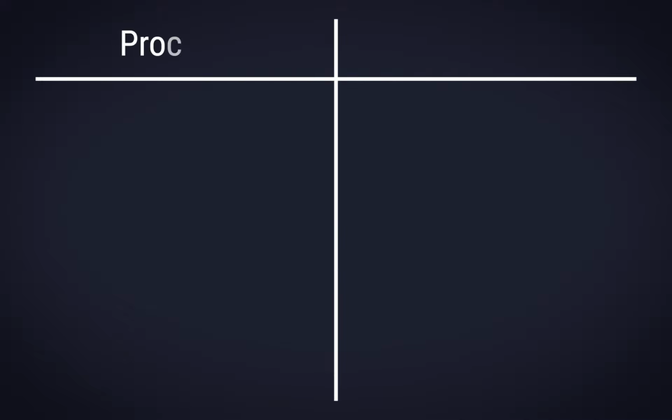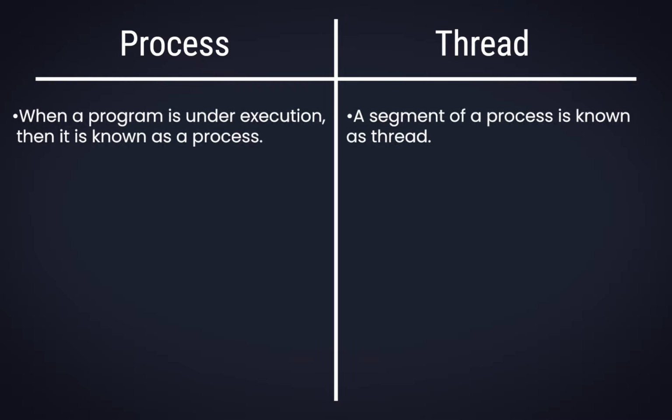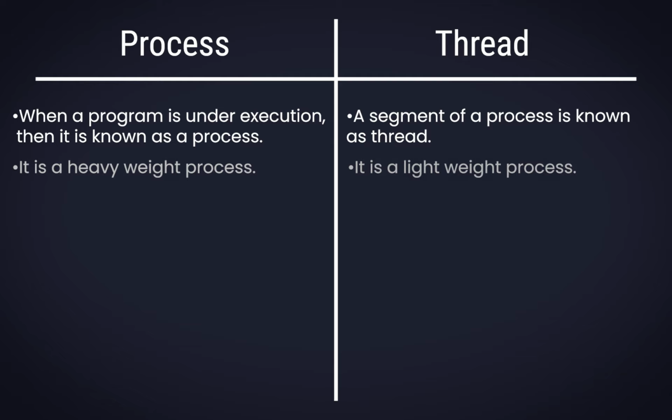And now let's recap and make a comparison between process and thread. First, a process is known as a program under execution. On the other hand, a thread is a small segment of a process. Second, a process is a heavyweight process and a thread is a lightweight process. This makes sense because we know that a thread is a small unit of a process.